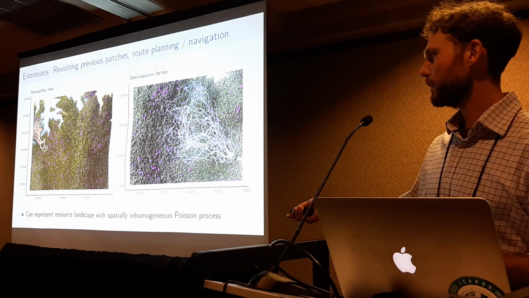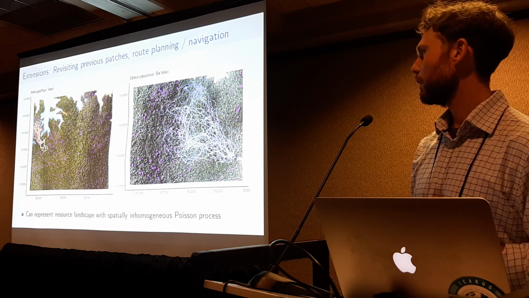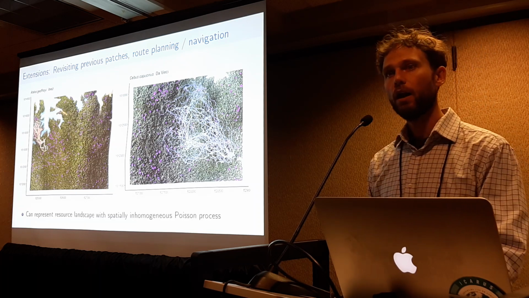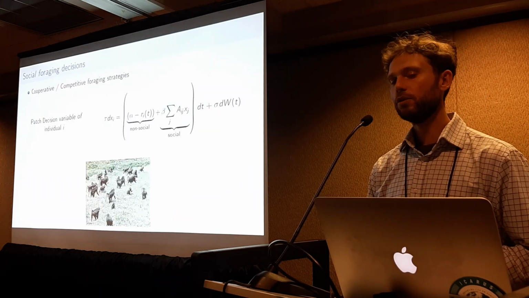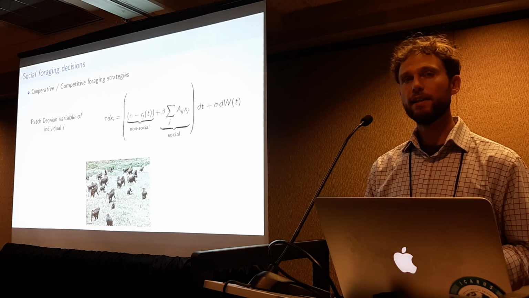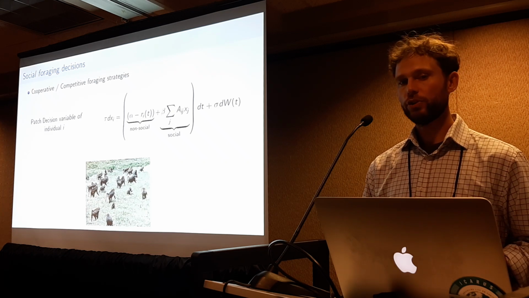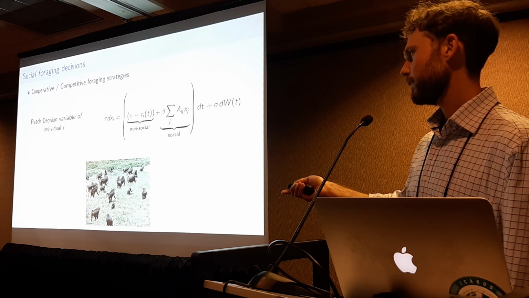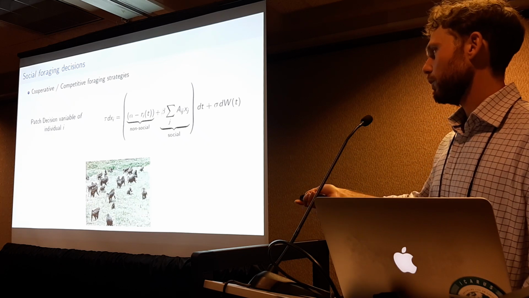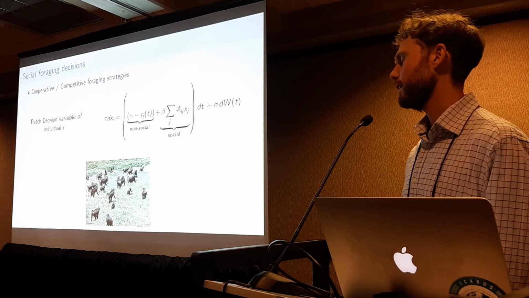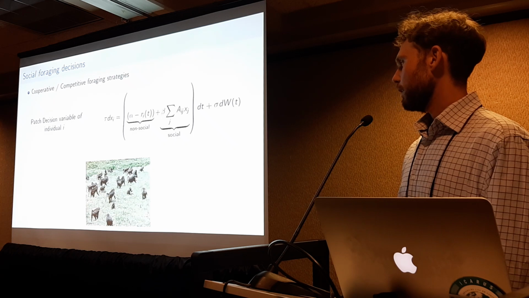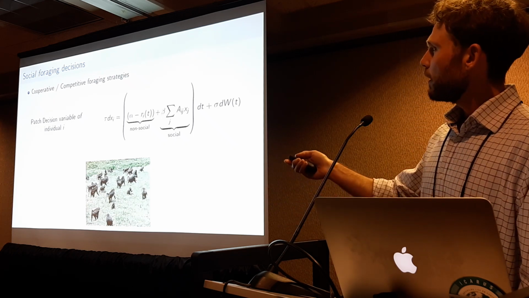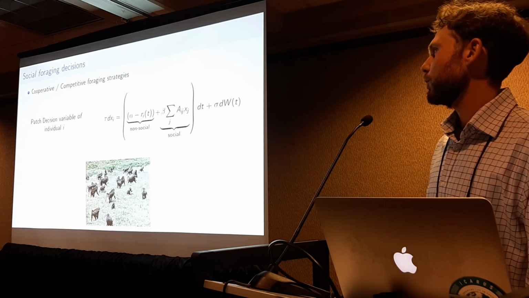For example, considering resource landscapes, intractable forms such as spatially inhomogeneous Poisson processes. Another avenue that we're currently starting to work on is extending this framework to social foraging decisions, such as those made by, here shown, a troop of baboons. There are also active experiments going on in similar situations with baboons and foraging patches.